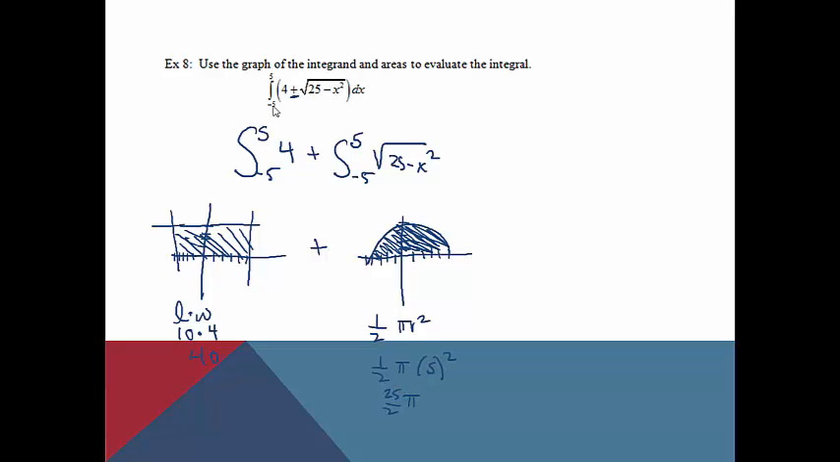All right, so for my final area, I just add them together. It would be 40 plus 25 over 2 pi, and that would be it. So hopefully now you are able to use properties to evaluate integrals.